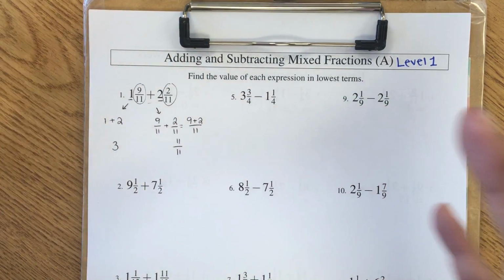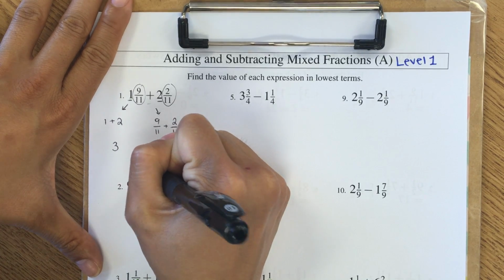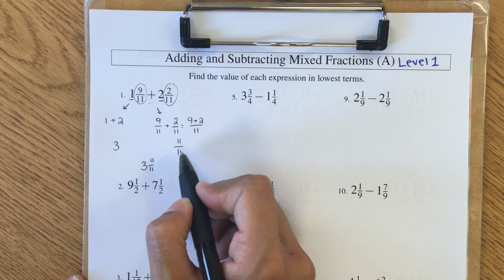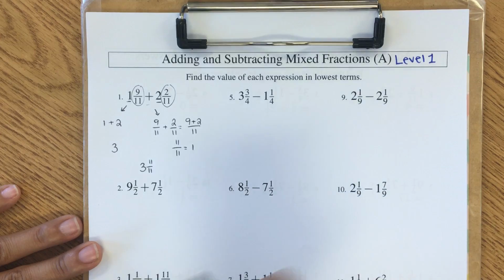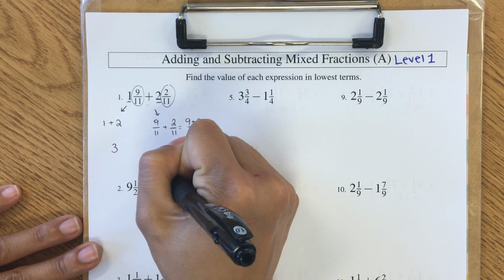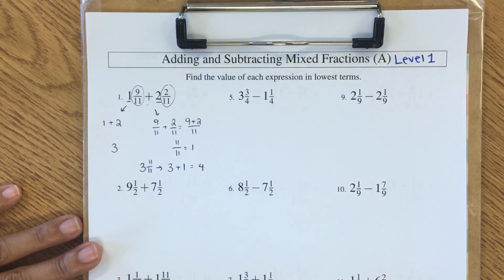The last thing you do is combine them all together, so we're going to have 3 and 11 over 11. But quick fact, if you see the same number on top and on bottom, this actually equals the number 1 whole. So that means here, instead, you're going to do 3 plus 1, which then equals 4.